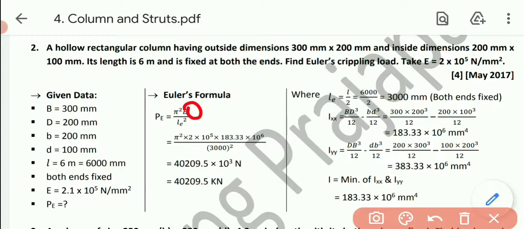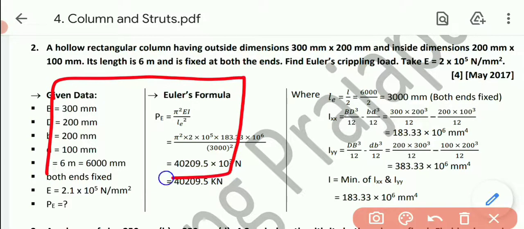So now as per the rectangle section, we can calculate moment of inertia about both axes, I-XX as well as I-YY. I will calculate I-XX first. For the hollow rectangle section, the equation of I-XX is capital BD cube by 12 minus small bd cube by 12. Just a minute, let me draw the figure first of the hollow rectangular section.